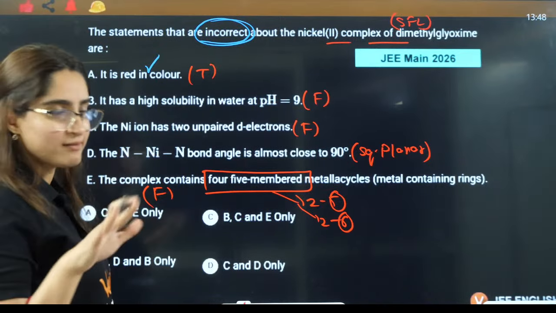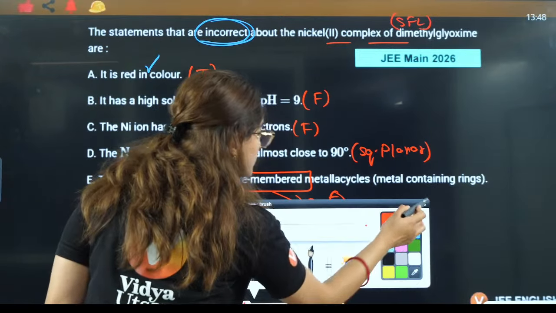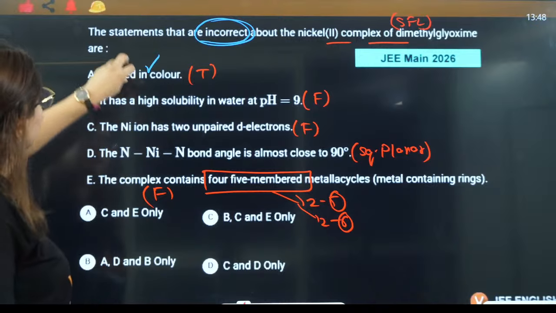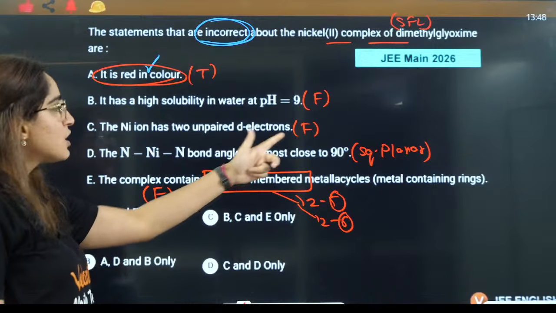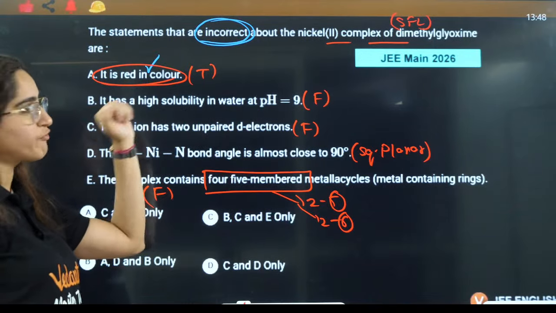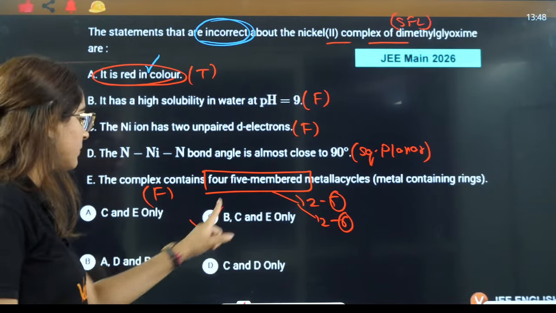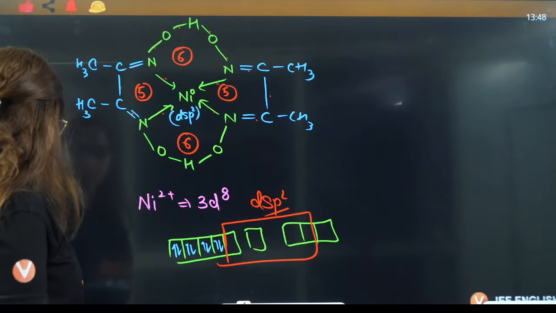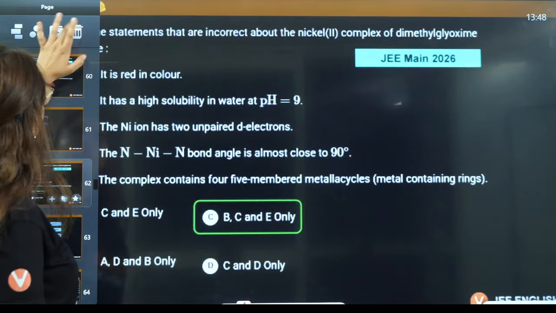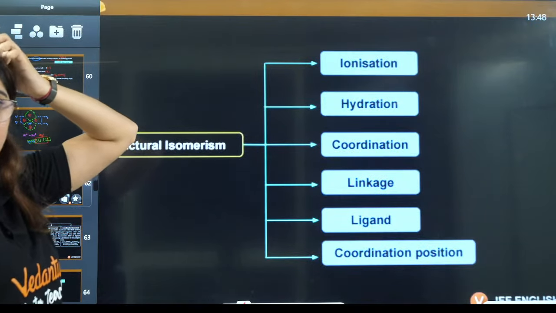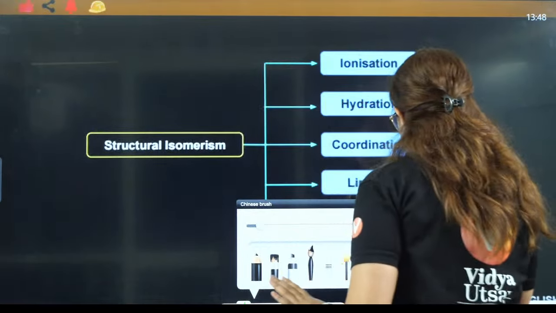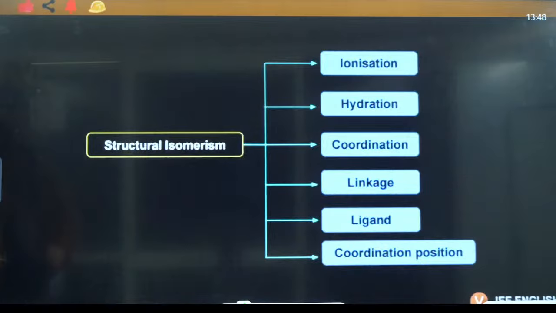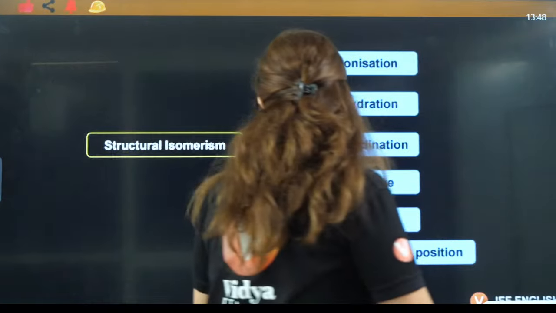In a hurry, I made mistakes, right? Don't do this in the exam. So here it is a red colored complex, that is true. Square planar geometry, it is a strong field ligand. All of this you should know. So the answer will be B, C is the correct answer here. Okay, got it. And this was a very different question in your JEE 2026, right? Tell me everyone in the chat box, is that clear? My bad. DMG is a strong field ligand, right?